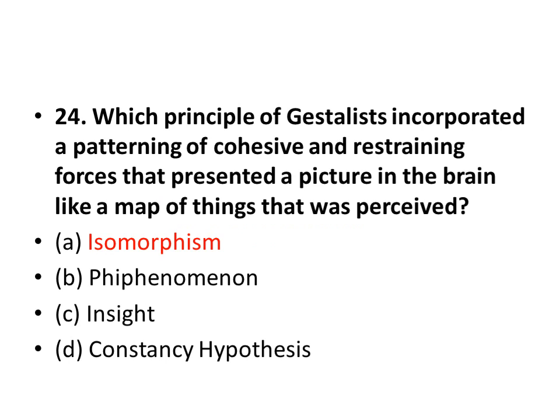Which principle of Gestalt incorporated a patterning of cohesive and restraining forces that presented a picture in the brain like a map of things that was perceived? So the answer will be isomorphism. So what is isomorphism? One-to-one correspondence, that means mapping between the two sets of the binary relationship between the elements of the sets.